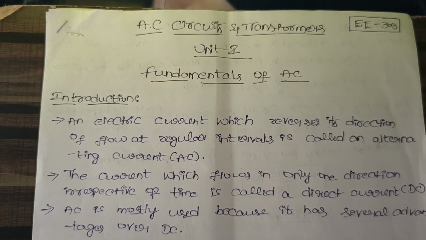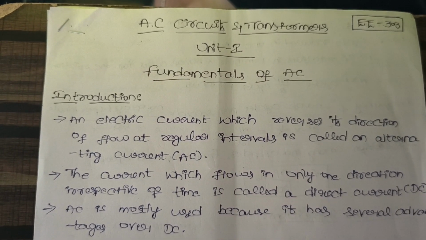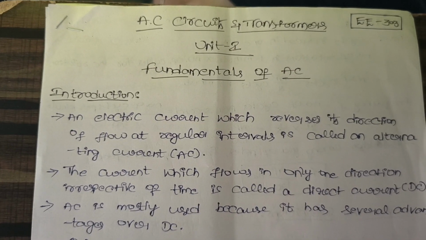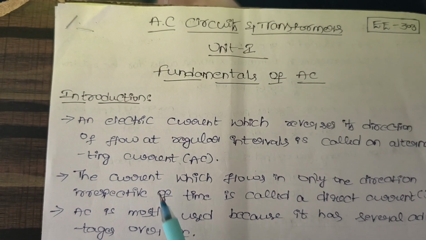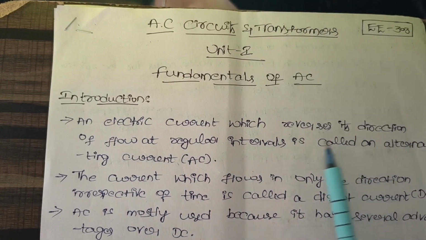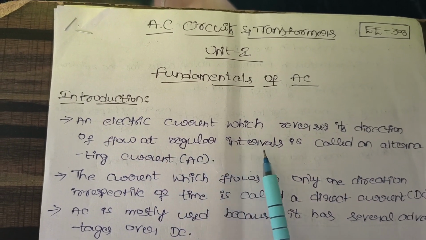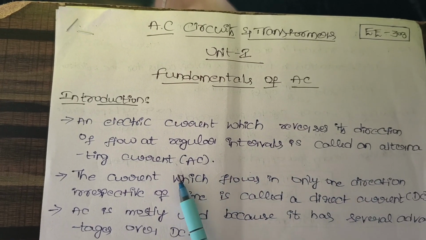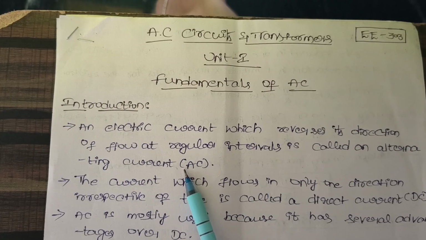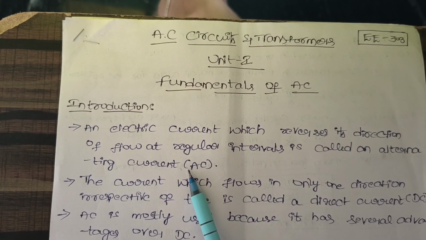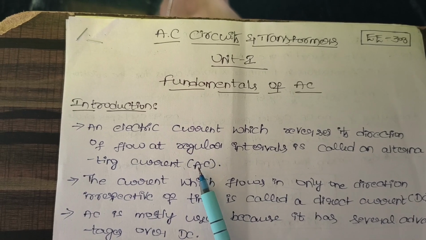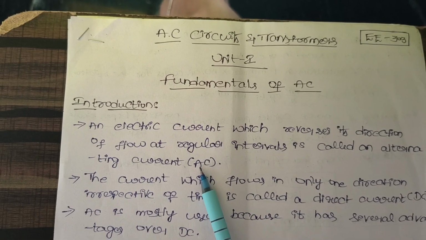So in this introduction, we have to know about AC and DC. AC is nothing but alternating current. An alternating current which reverses its direction of flow at regular intervals is called an alternating current. Here, an alternating current is not constant, it is discontinuous. It flows forward and also backward.